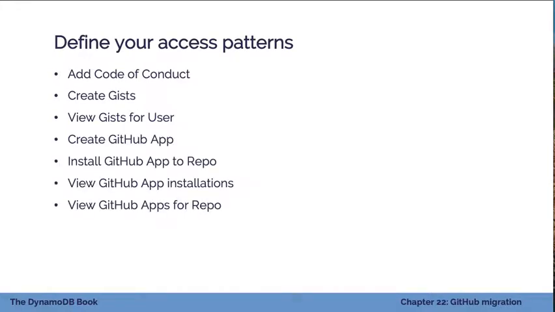Then we've got 4 access patterns around GitHub apps. So number 1, creating a GitHub app. This is going to be done by an account, either a user or an organization. Number 2, we want to install that GitHub app into various repositories. And then we have a few get many type access patterns. Number 1, view GitHub app installations overall. And then number 2, view GitHub apps for a particular repository. Finally, the last thing we want to do here is refactor those issue and PR access patterns. So these aren't new access patterns, but just a refactoring here. We're going to change how we retrieve open and closed issues and open and closed pull requests.